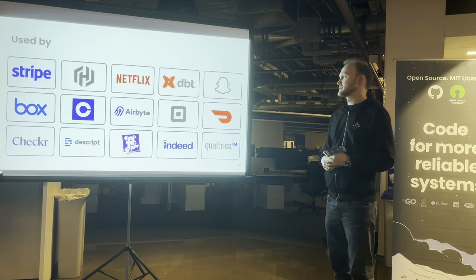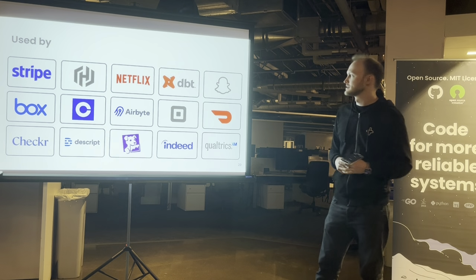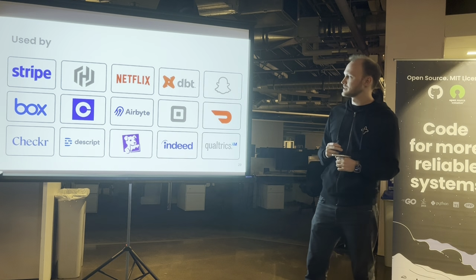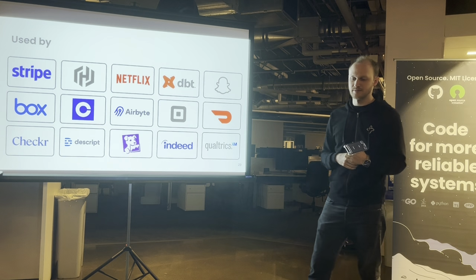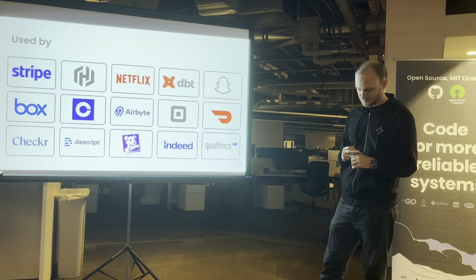It's used by a lot of companies, including Stripe, HashiCorp, Netflix, Snap, Coinbase, Datadog. It's like a durable function powers every Airbnb booking, every Snap story, every Coinbase transaction.